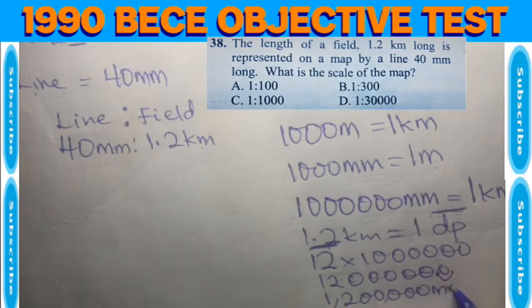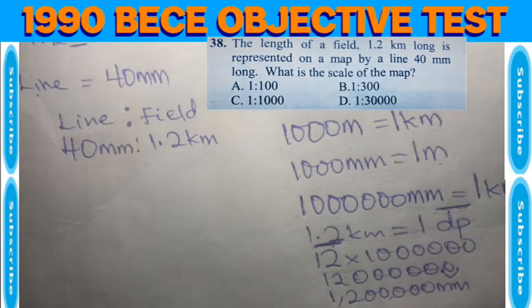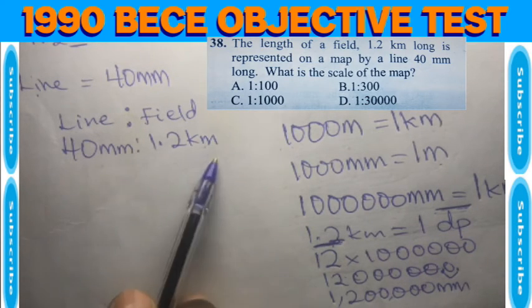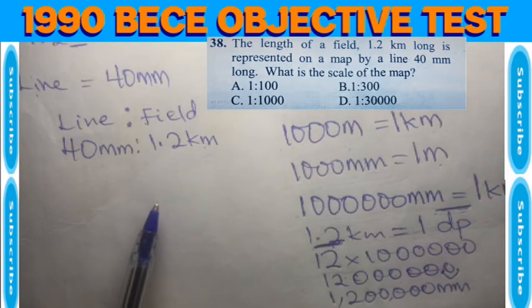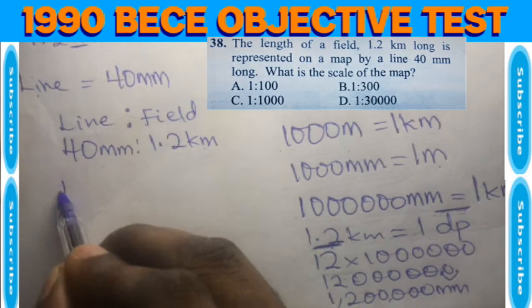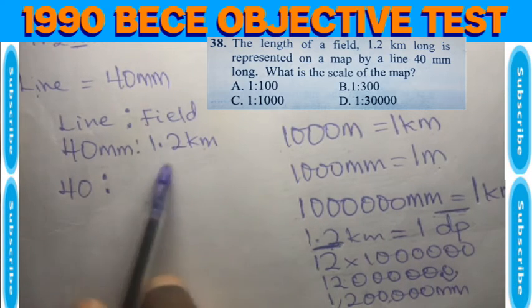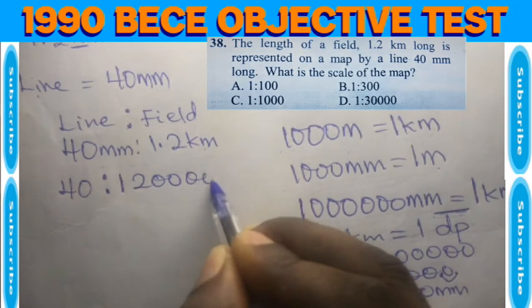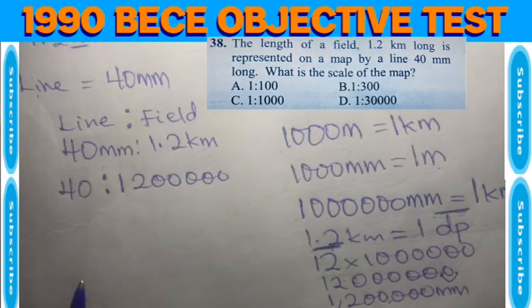And this will be in millimeters. So now that we have 1 million and 200 thousand millimeters, we can bring it up here because they have the same unit now, and then leave it in the simplest form. And that will give us the scale of the map. So we have 40 to, now 1.2 kilometers will give us 1,200,000 millimeters. So we have 1,200,000. So let's leave this in the simplest form.